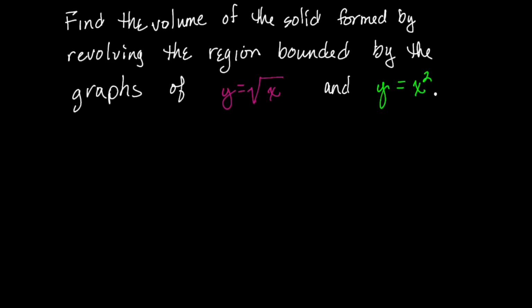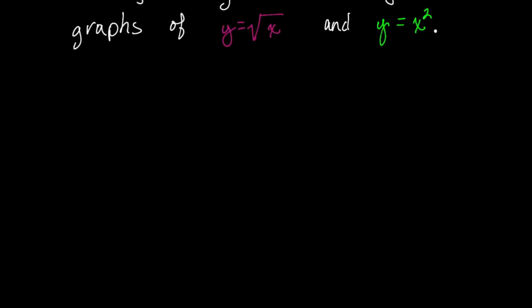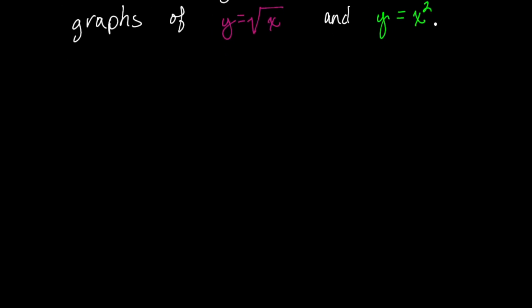the x-axis. So right now we're going to find the volume of the solid formed by revolving the region bounded by the graphs of y equals square root of x and y equals x squared. So let's see what those might end up looking like. So I'm going to scooch it up a little bit here.